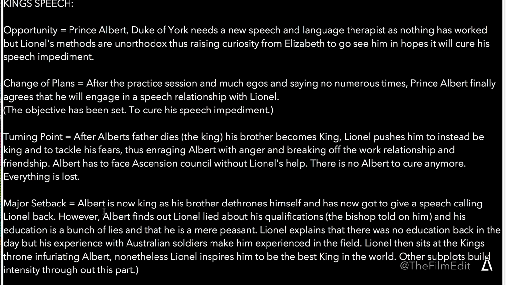The major setback is that his brother Albert is now king, and his brother dethrones himself and he now has to give a speech calling Lionel back. So now Colin Firth is going to be king because his brother gave it up.